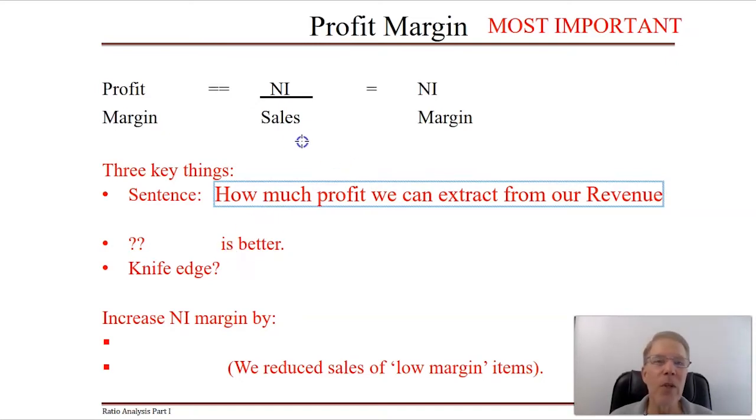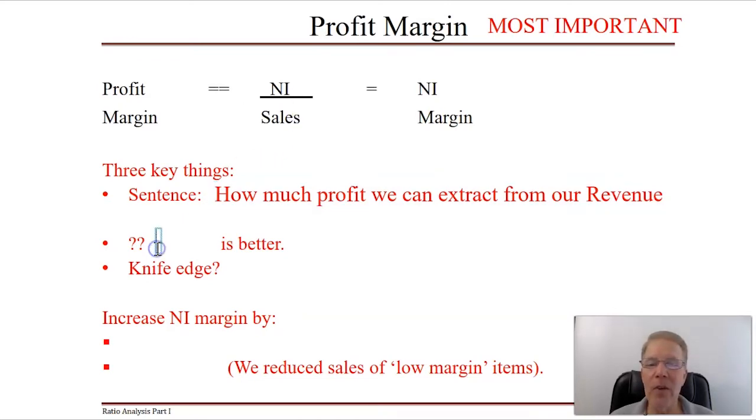Okay, so for this, is bigger better or is smaller better? As always, keep the denominator constant. If the numerator increases, is it better? Yeah, definitely. We're getting more income for a constant amount of sales. So in this case, bigger is better. And do we have a knife edge? Yeah, we talked about this a little bit briefly before. If your net income is 0, your profit margin will be 0, and below that is definitely bad. You have some hope, at least, if it's better than that. So knife edge at 0.